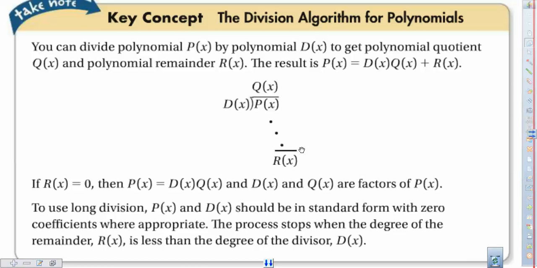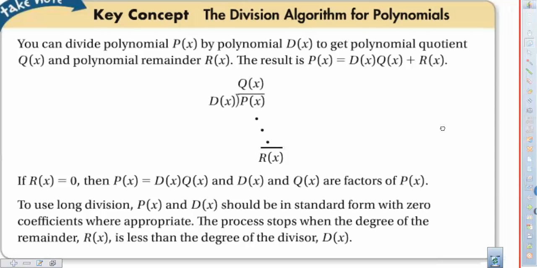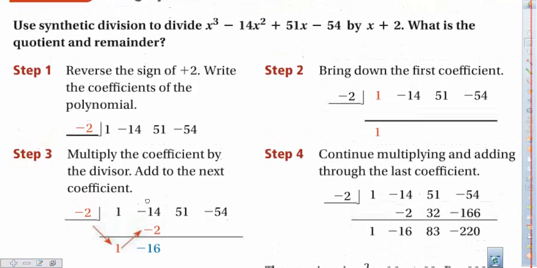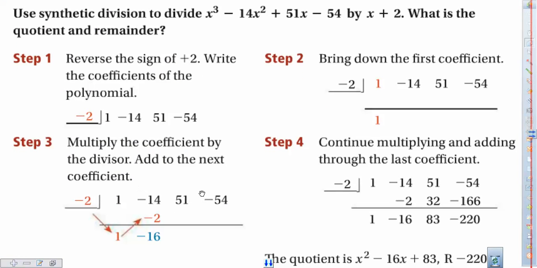If you divide and you do not get a remainder of 0, that means that the divisor is not a factor of that polynomial. Okay? So that's laying the foundation there. Now, where synthetic division comes from is just a faster way of doing long division.